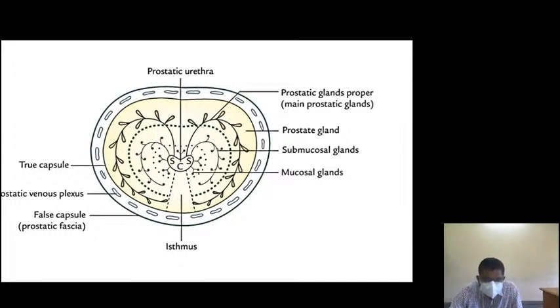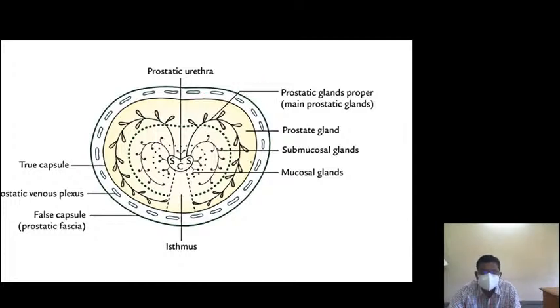You can see this capsule, which is tightly adhered to the substance of the prostate and very tough in nature. This is called the true capsule of the prostate. At the same time, we can see another green colored structure, which is called the false capsule of the prostate, formed by the prostatic fascia. In between the prostatic fascia or false capsule and the true capsule, you can see the prostatic venous plexus. So this prostatic venous plexus completely surrounds the prostate gland.